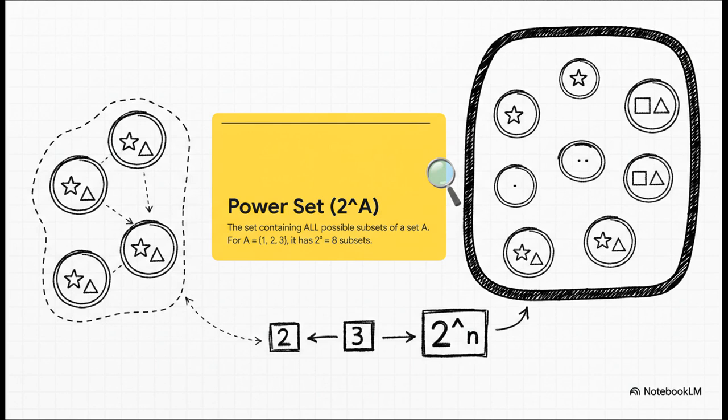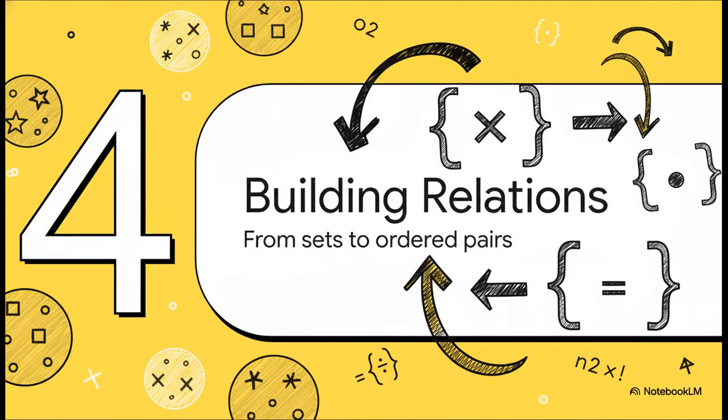To build the power set of A, you have to find every single possible combination of subsets you can make from A's elements. And I mean every combination. That includes the empty set and the entire set A itself. You take all those little subsets and put them into one new giant set. And here's a cool trick. If your original set has n elements, its power set will always have 2 to the power of n elements. Pretty neat, huh?